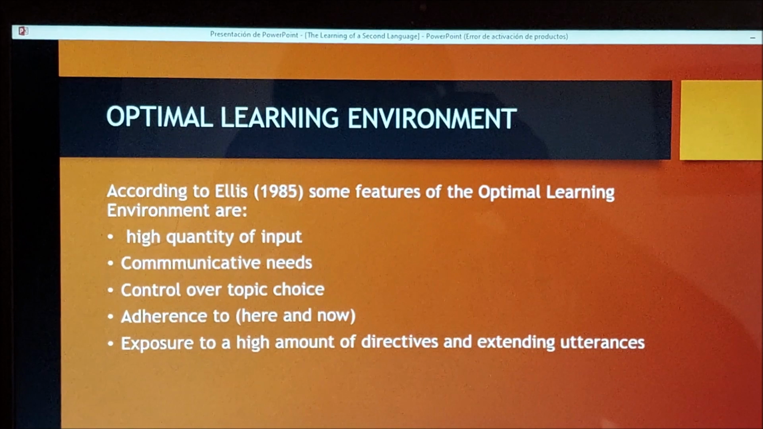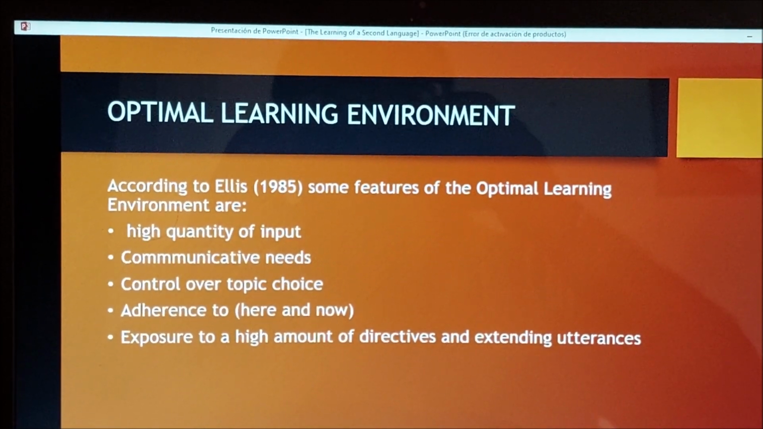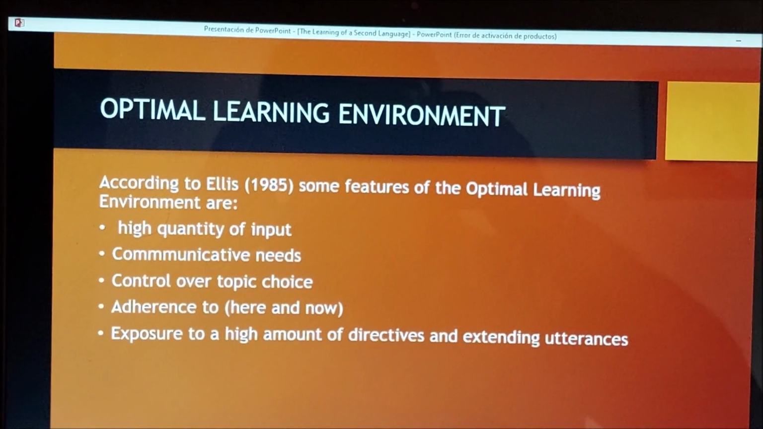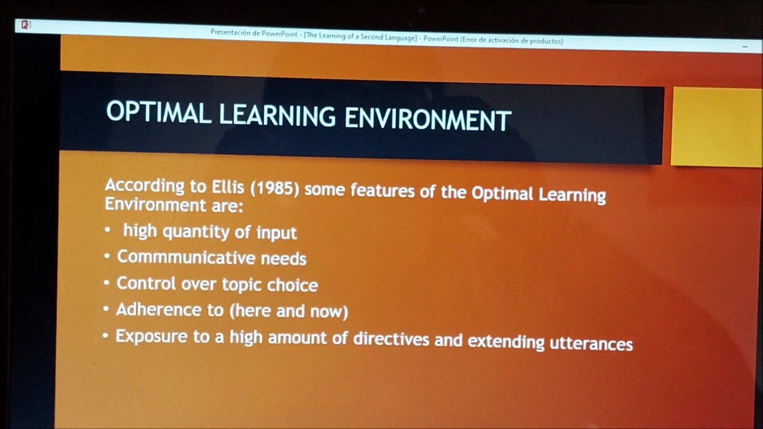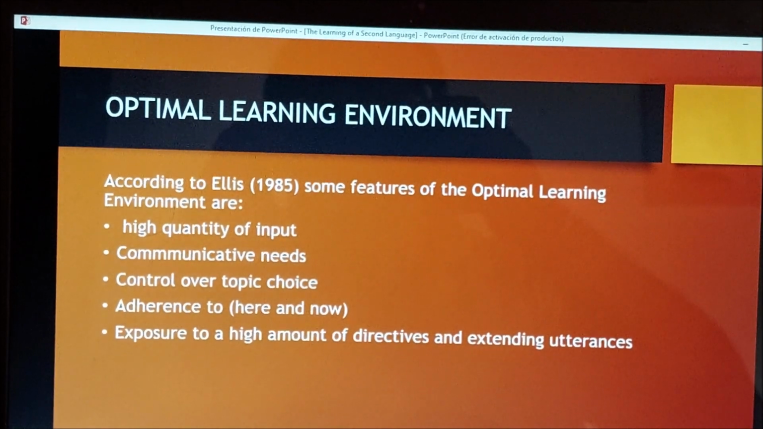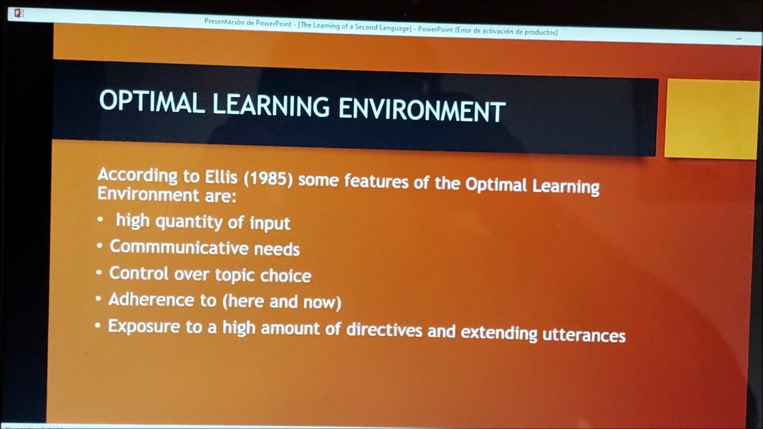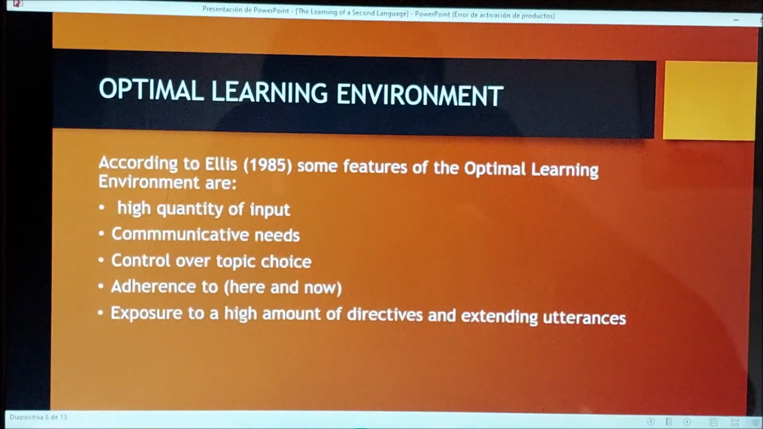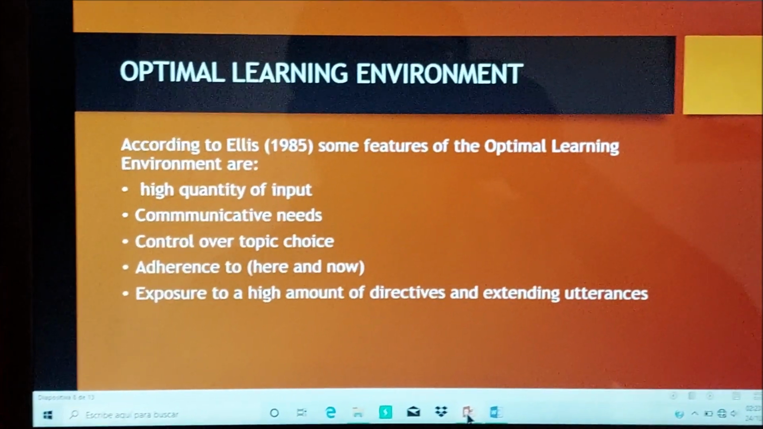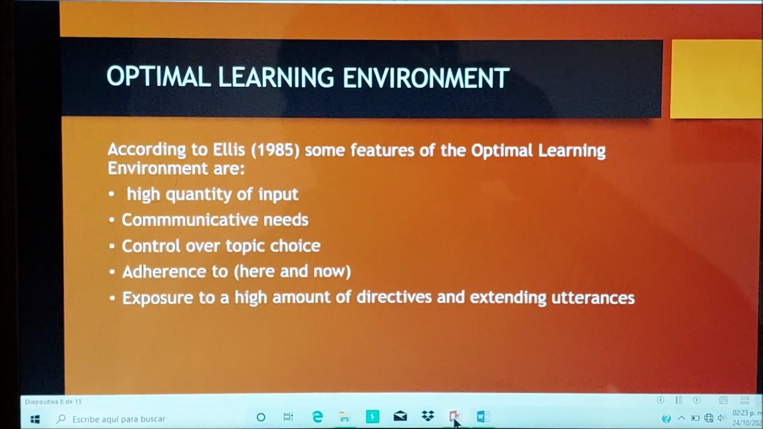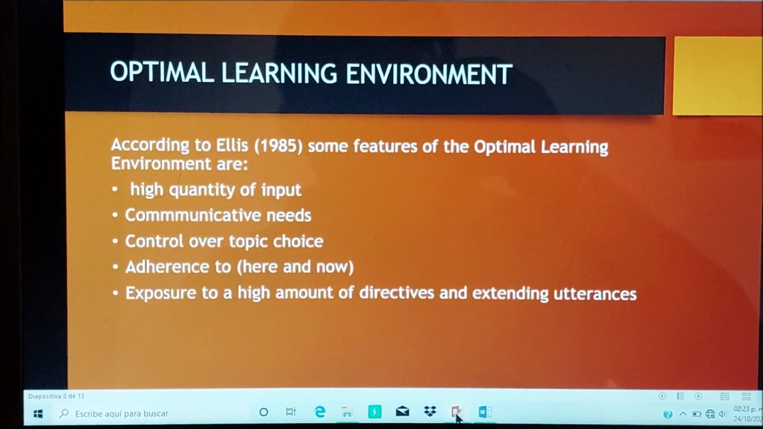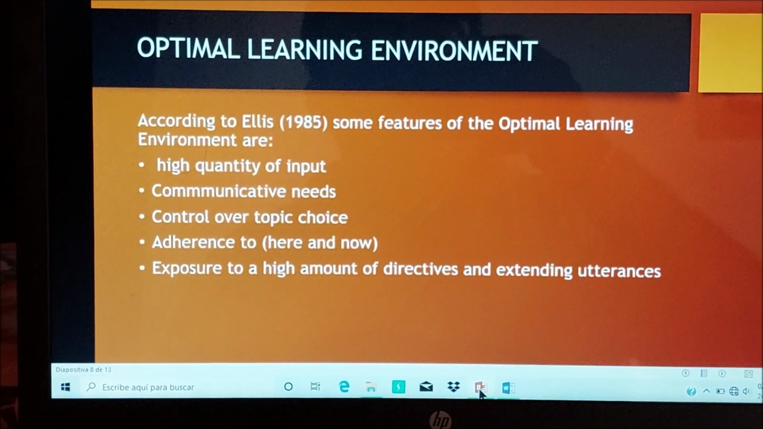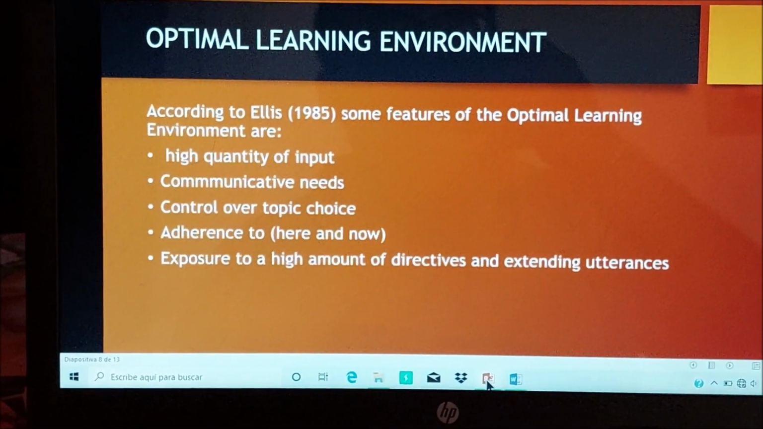As I said before, there is something important, that is the environment, right? The context when you are learning a second language. So, according to Ellis, 1985, some features of the optimal learning are that you have a high quantity of input, communicative needs, control over topic, adherence to here and now. I'm going to explain briefly.